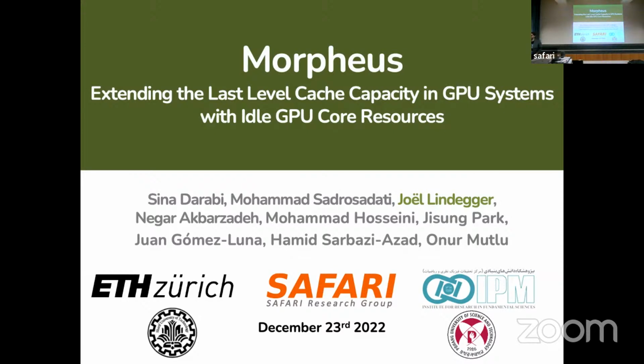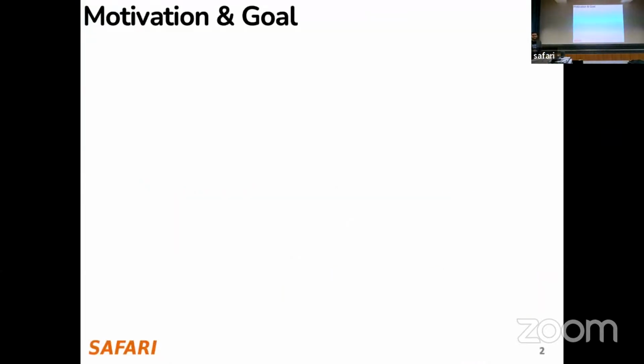So as Mohammed said, I will present to you our work Morpheus, extending the last level cache capacity in GPU systems with idle GPU core resources. And we presented this fairly recently in MICRO in Chicago. So let's dive right in and go over a high-level overview.